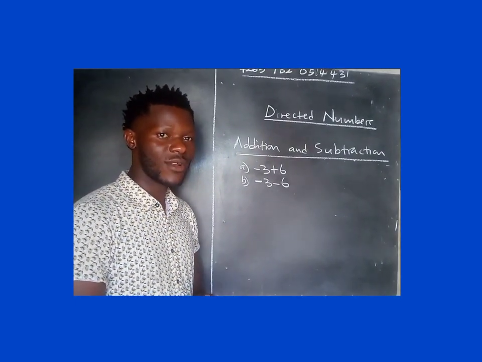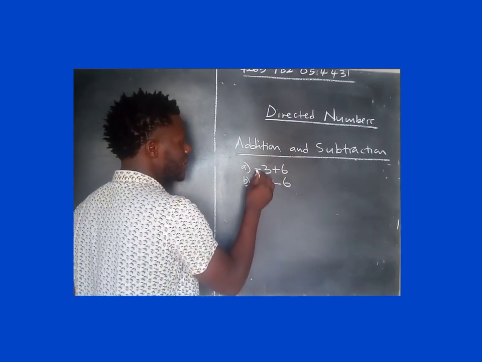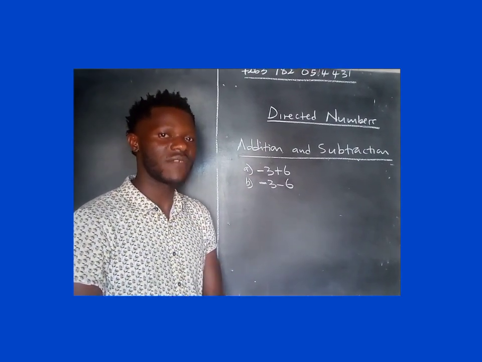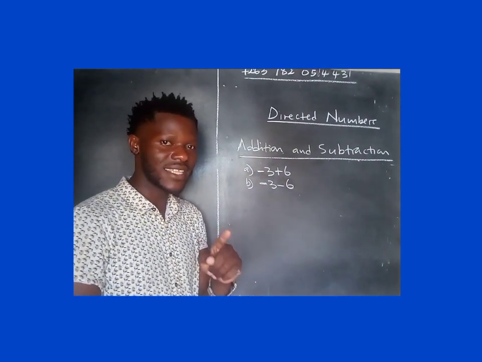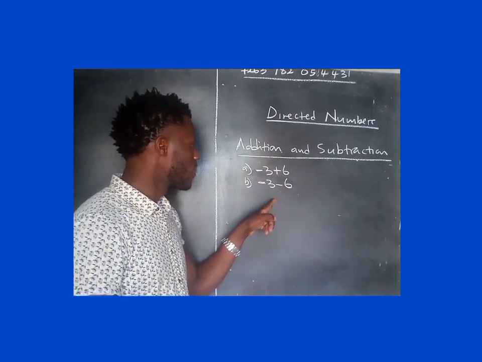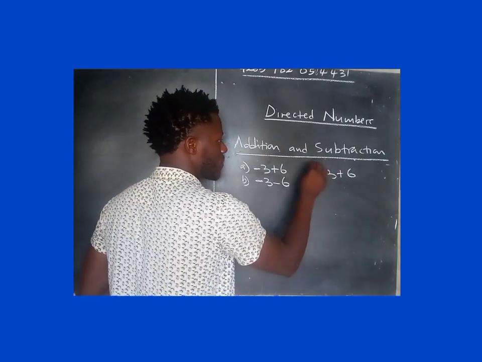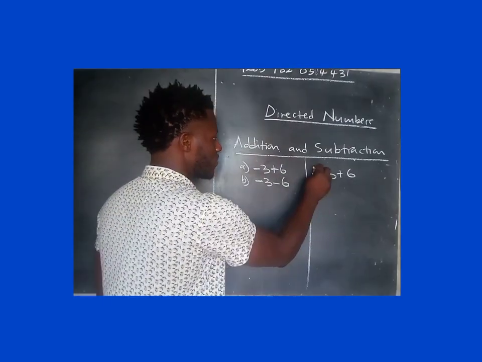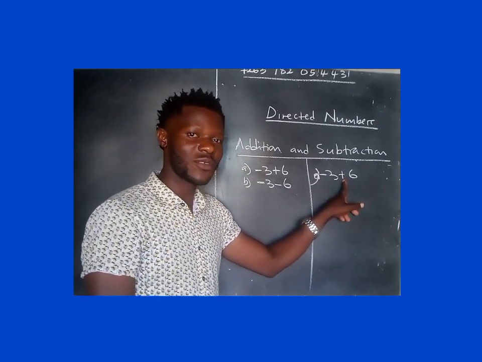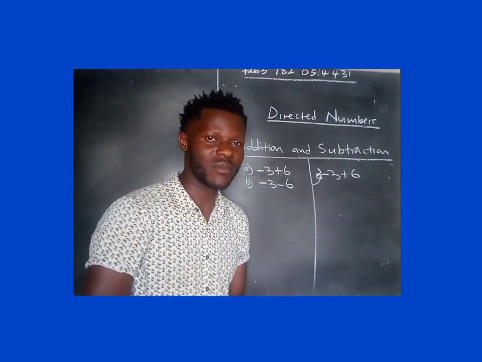So it's simple. As long as we are solving directed numbers that start with a negative symbol, in addition and subtraction, you do the opposite. As long as they start with a negative, you do the opposite of the symbol which is in the middle. I mean, minus 3 plus 6. Instead of adding, as per the suggestion, when they say add, you subtract. After subtracting, the answer will take the sign of the bigger value.